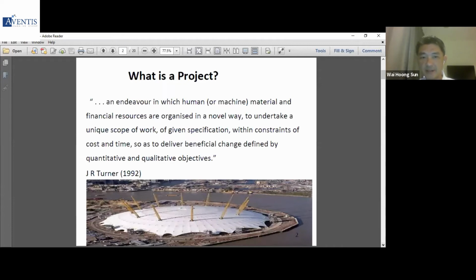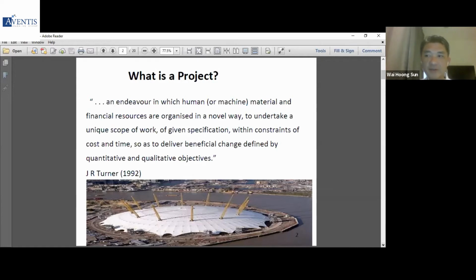A project is an endeavor or an attempt in which human, material, and financial resources, right? So where we have people, where we have material, and of course financial resources, money, they are organized in a novel way. So novel means something that is new, something that's different. So a project is always something that is different from what? Different from past projects. So every project is different in a way.